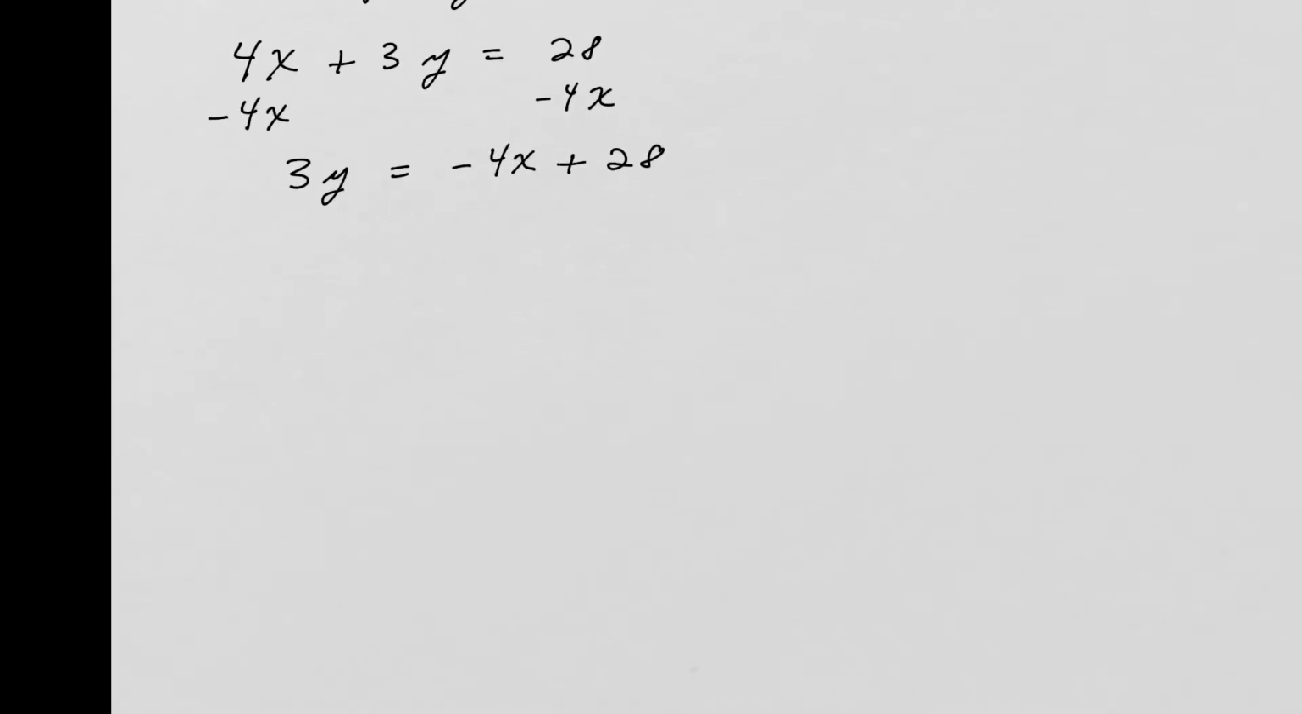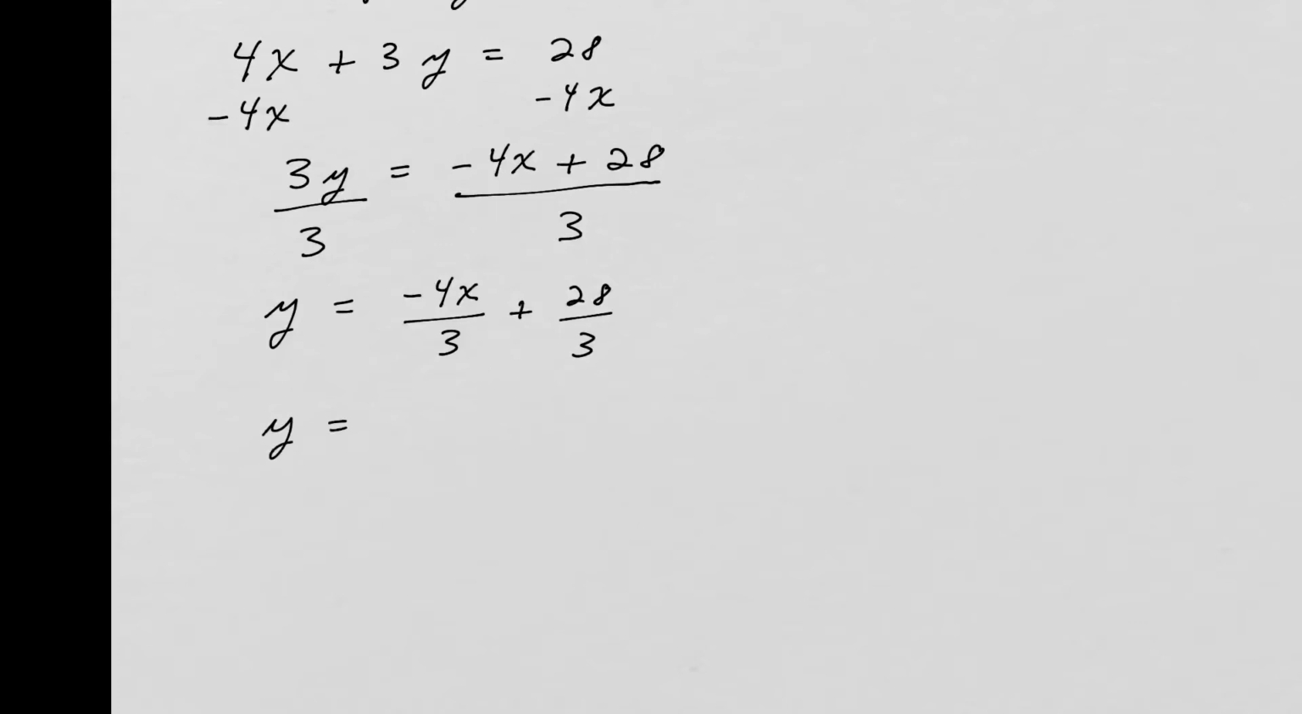So now how do we get y by itself? Well, I need to divide both sides by 3. So at this point, I will divide by 3, divide by 3. So then I have y is equal to, well, you can break this up into negative 4x over 3 plus 28 over 3. But that's the same as y equals negative 4/3 times x plus 28/3.